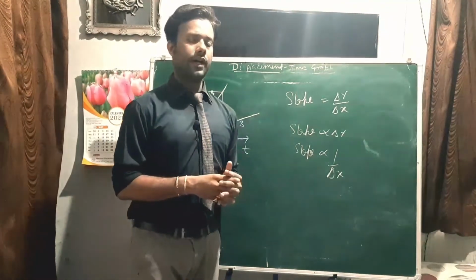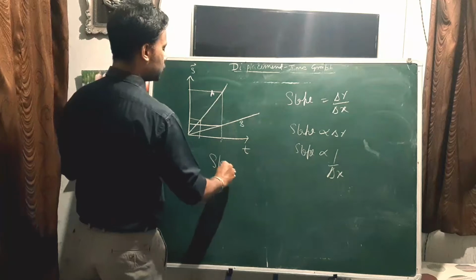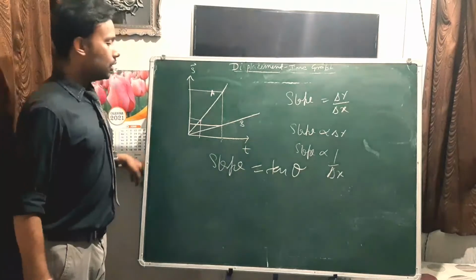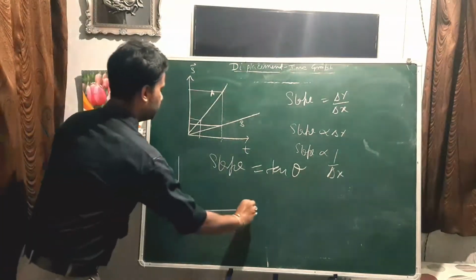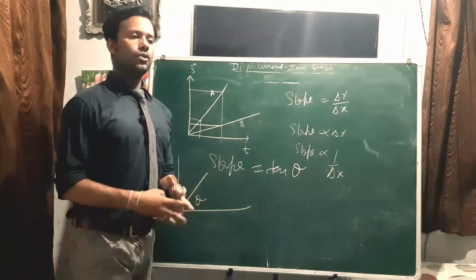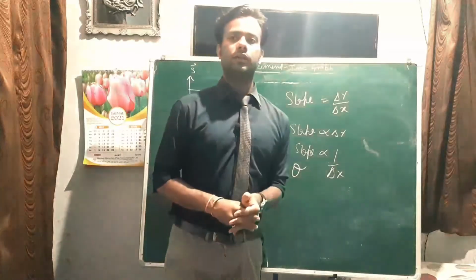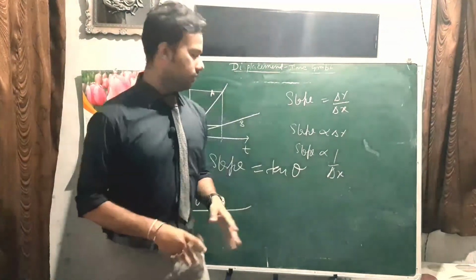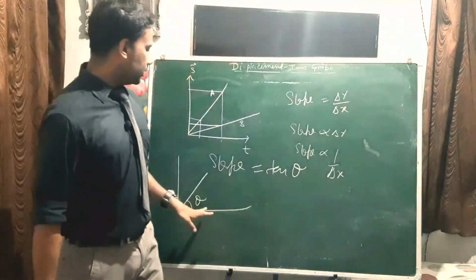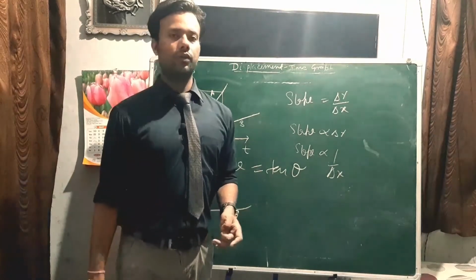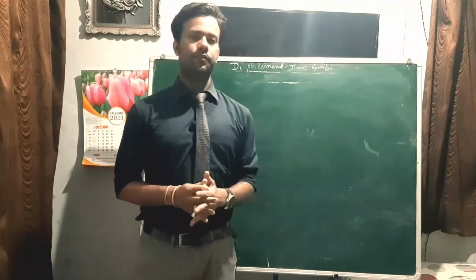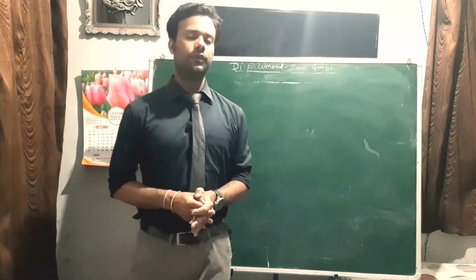One more thing you can find: slope is also represented by the angle, tan theta. What is theta here? Simply this will be theta, right? So sometimes if the angle is given, let's say 30 degrees, and it asks to find the slope of the graph, don't confuse, just find tan theta and that will be the slope of the graph, which is the velocity of the body.